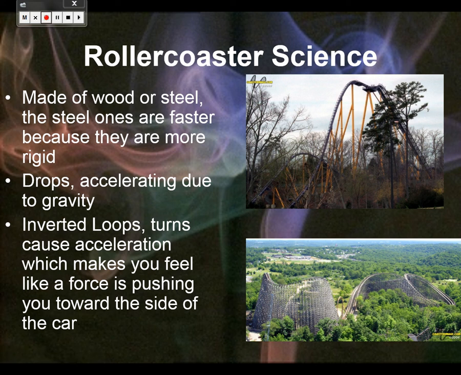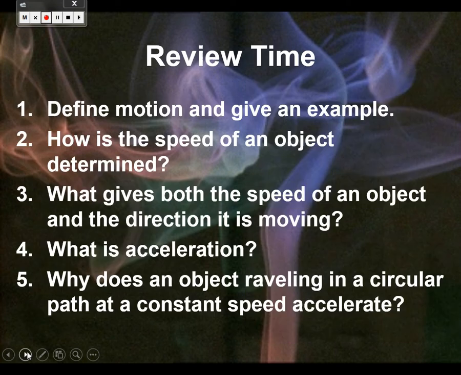An inverted loop, so when you spin upside down. Okay. Turns always cause acceleration, always. Whether it's a turn in the road, or whether you're going into a loop and down from the loop, like down here in this picture. I don't know if you can see that little loop here. Anytime you have any type of turn, whether it's like this, you're accelerating, or like over here, you're accelerating. Any turn means that you're accelerating. And that makes it feel like a force is pushing you towards the side of the car. So you get the G-force from that.